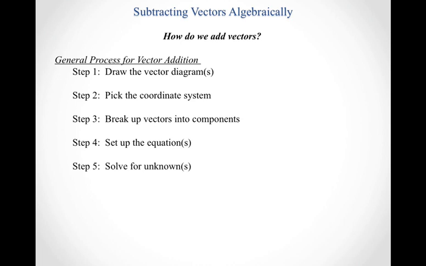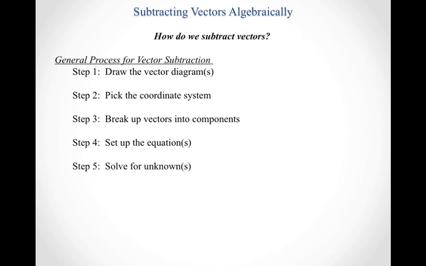We were then going to set up a set of component equations, one equation for each coordinate axis that we needed within the problem. That leaves us with a set of equations with a set of unknowns that we would use our algebra to solve for. Well, if that's our process for adding vectors, what do we do to subtract vectors?